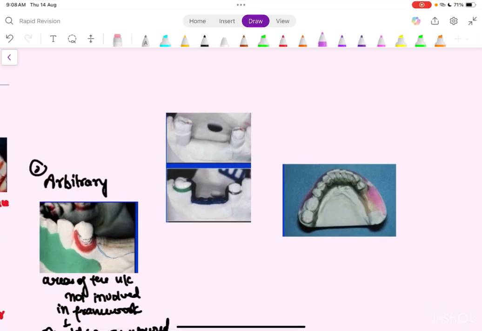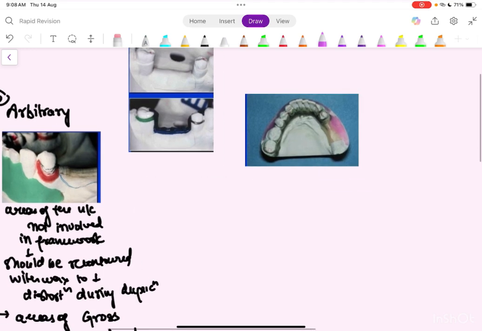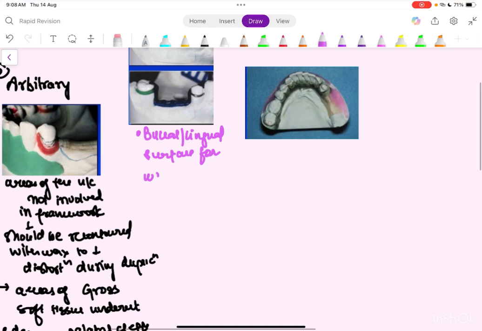So this is shaped blockout. Now this is given on buccal or lingual surface for the wax pattern for the glass palms.